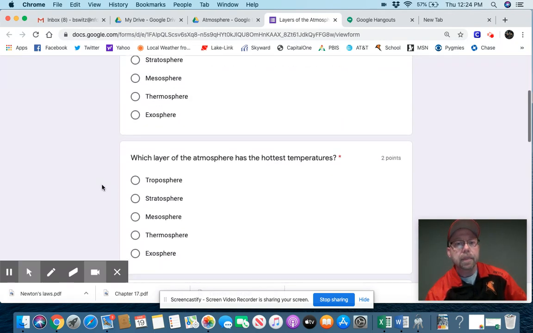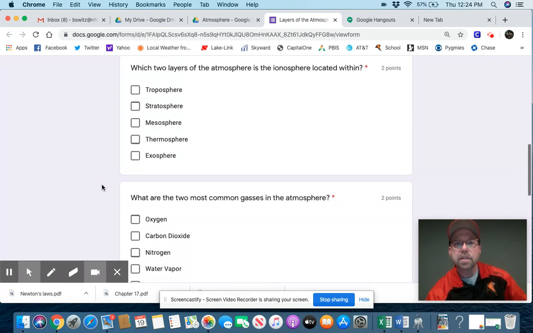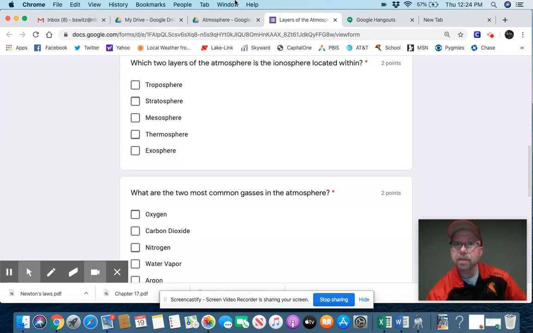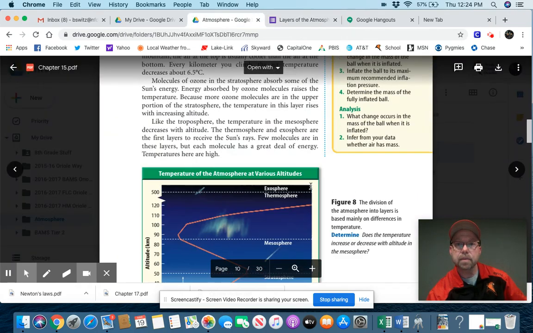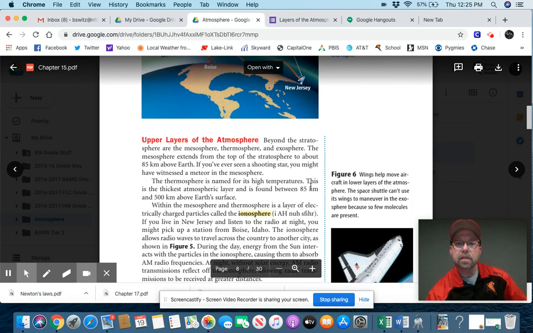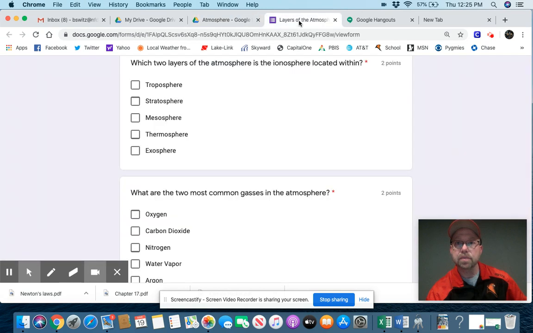Now, some other questions that you had. Two layers where the ionosphere is located. I did go over that yesterday. Information from the book went on to state that right here, the definition of ionosphere is that it's in the mesosphere and the thermosphere. Mason, I believe it was, correctly pointed out that I had that wrong in the answer key. I did go ahead and change that. So hopefully that's up to date as well.